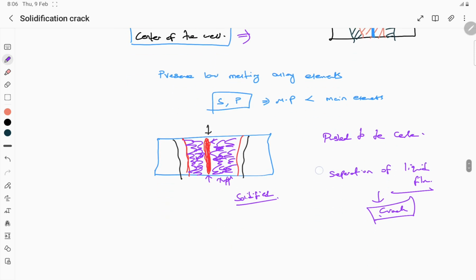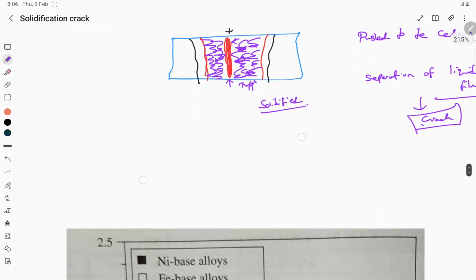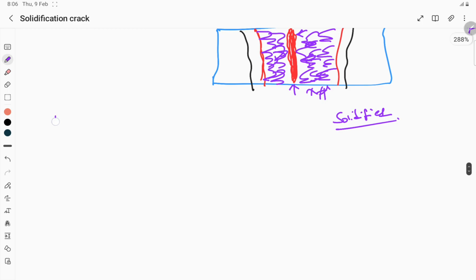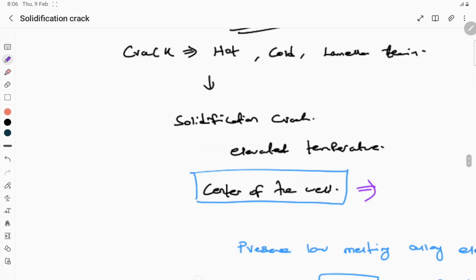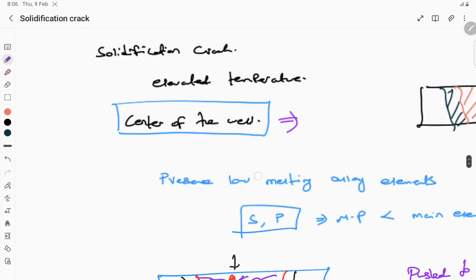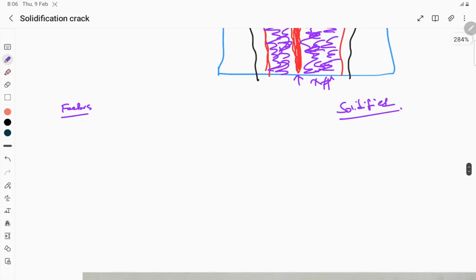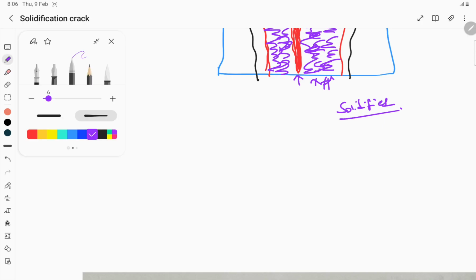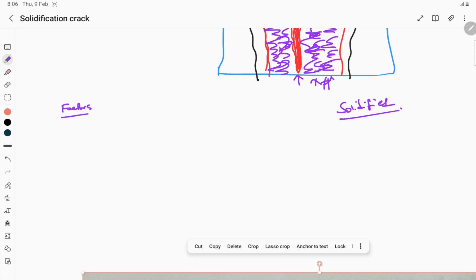Okay. So next we'll see what are the factors that will result in solidification crack in any material. Okay, so first foremost thing is chemical composition. Let me explain one by one. First important point is chemical composition.